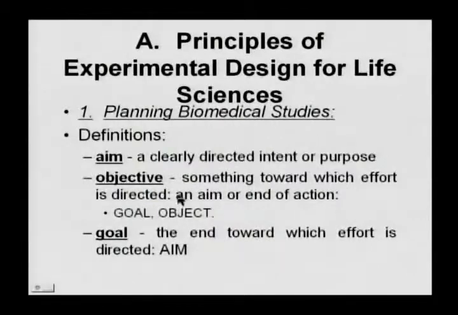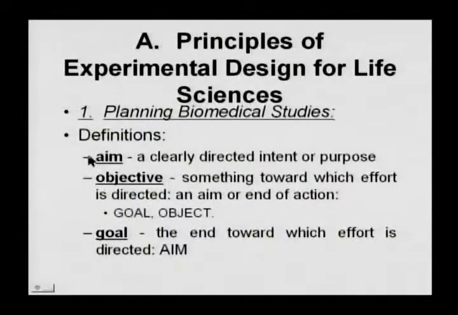So if we look at strict dictionary definitions, aim is used to define objective and objective is used to define aim, but they indeed are distinctive. The aim is most specific, the objective is a bit more global. The goal is even more global, the end toward which effort is directed, an aim. So we see from the dictionaries that they are almost all defined by each other, but in the terms of science they are from specific to general.